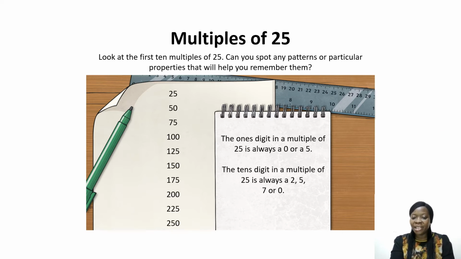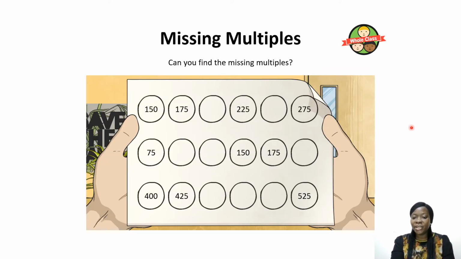Okay, I hope this is clear. Now it's your turn to have a go. Pause the video and have a go. Fill in the missing multiples. What would be the answers? Pause the video, have a go.